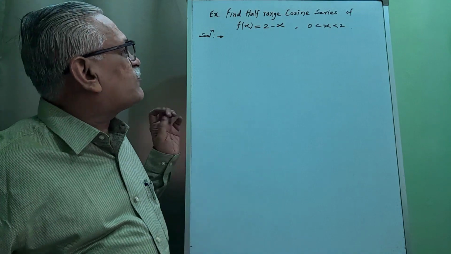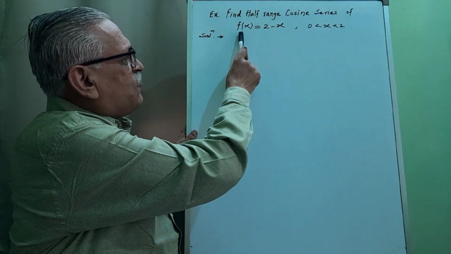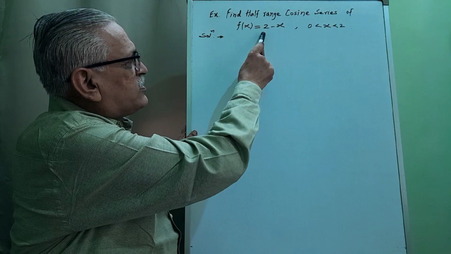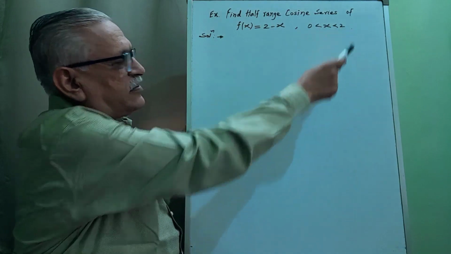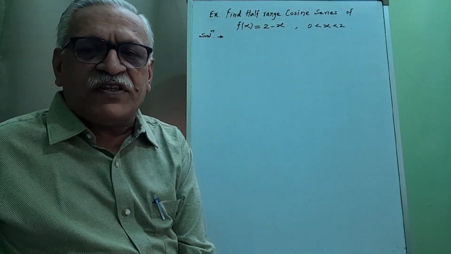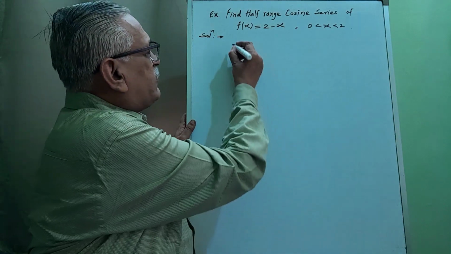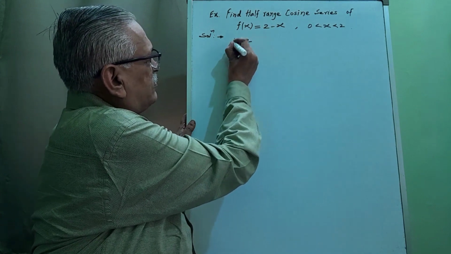Let us try to solve the problem. Find the half range cosine series of the function f of x equal to 2 minus x for the range 0 less than x less than 2. Therefore, comparing this interval with the interval 0 to L, we get the value of L as 2 here.